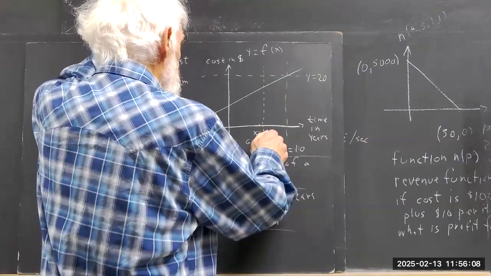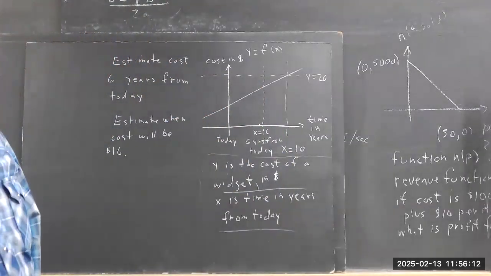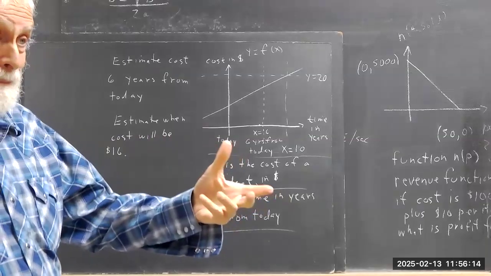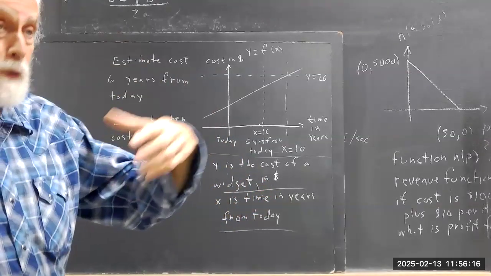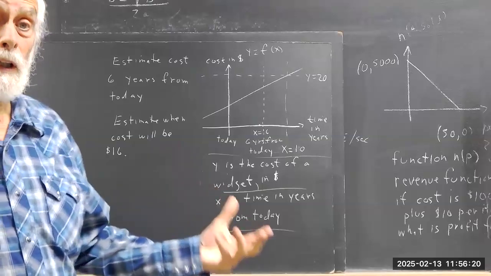X equals 6 on this vertical line. That's 6 years from today. Now, you're used to doing this, and we've done this with our constructed graphs. So it's going to be a pretty easy transition if you didn't already make it.